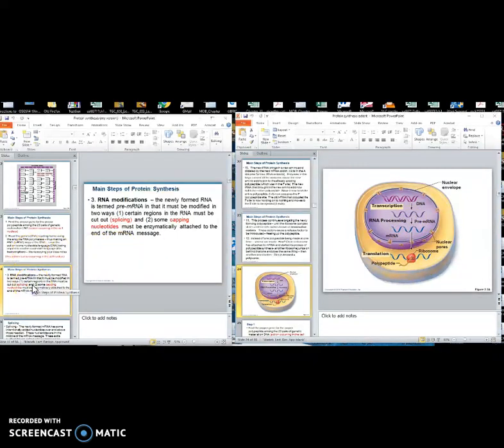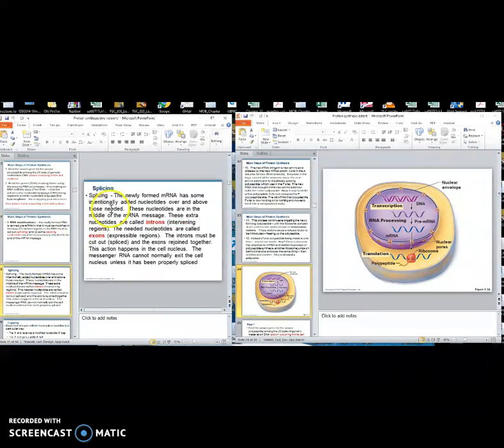So let's go further. So splicing. The newly formed messenger RNA has some intentionally added nucleotides over and above those needed. The nucleotides are in the middle of the message. These extra nucleotides are called introns, known as intervening regions, contracted terms. The nucleotides you want are called exons. So you want to cut out the introns and hook together the exons to give a nice message. And that message would then be good messenger RNA. So then the only thing you would have are the capping units, which were enzymatically placed.